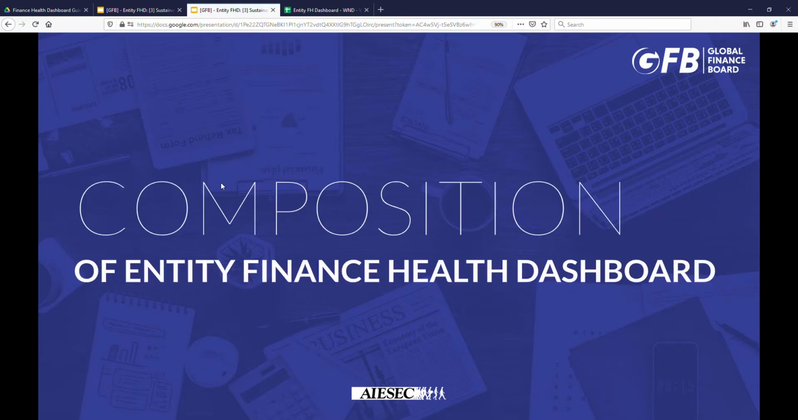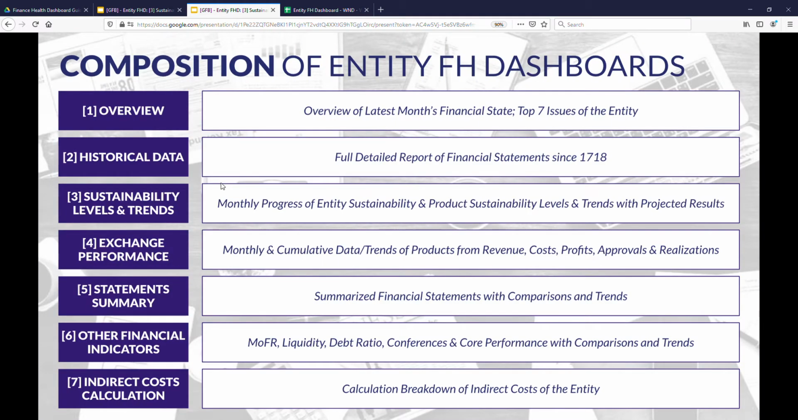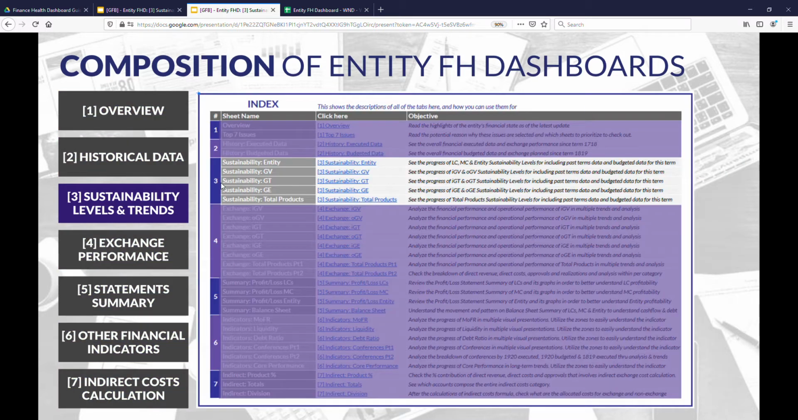So what is the composition of the entity finance health dashboard? As you remember, this was already discussed before, but we're only going to focus on sustainability level and trends. We're going to focus here on the sustainability of entity, GVGTGE and total products. I'm going to explain the overall sustainability, more on entity, and then for the products, because all of them have the same formula, I'm just going to tackle them in one go.